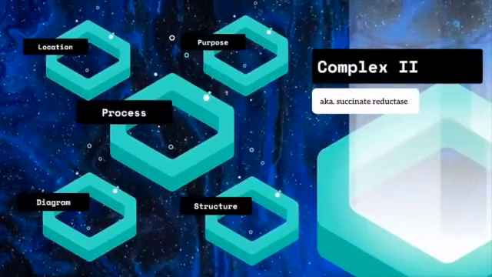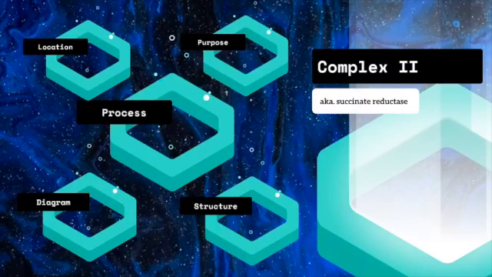So, what to know? What to know is that the main goal of complex 2 is to convert succinate to fumarate and turn the fumarate and its electrons into ATP. However, less ATP is produced in complex 2 than the other 3 complexes, and it is important to remember that complex 2 is not a proton pump.